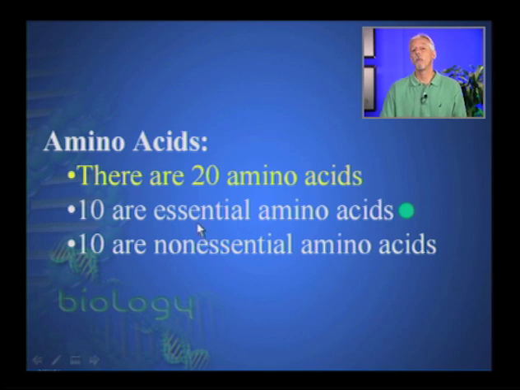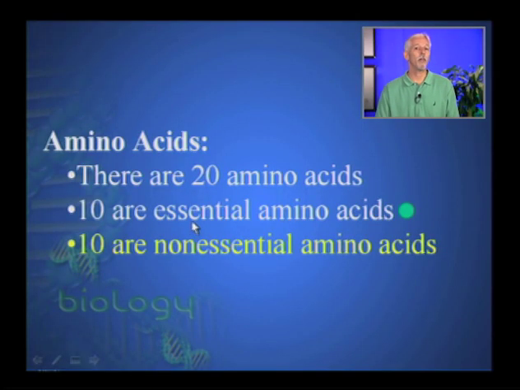So when we look at amino acids, there are 20 different amino acids. 10 of those we describe as essential amino acids. And if something is essential, of course, you have to have it. And in this case, in this chemical sense, it means that we cannot construct the essential amino acids. If we cannot construct them, that means we have to get them through our diet. So the essential amino acids must be consumed in our diet.